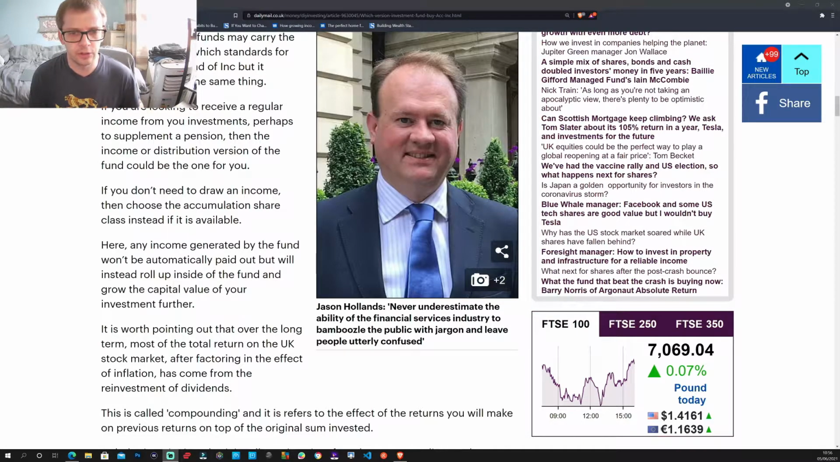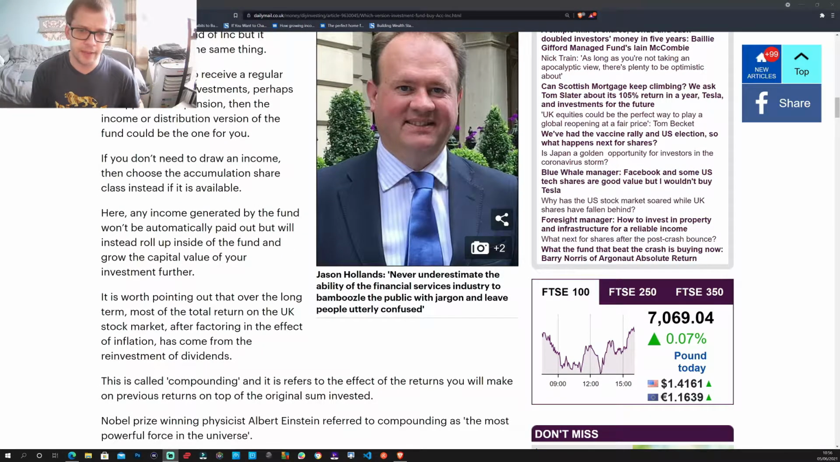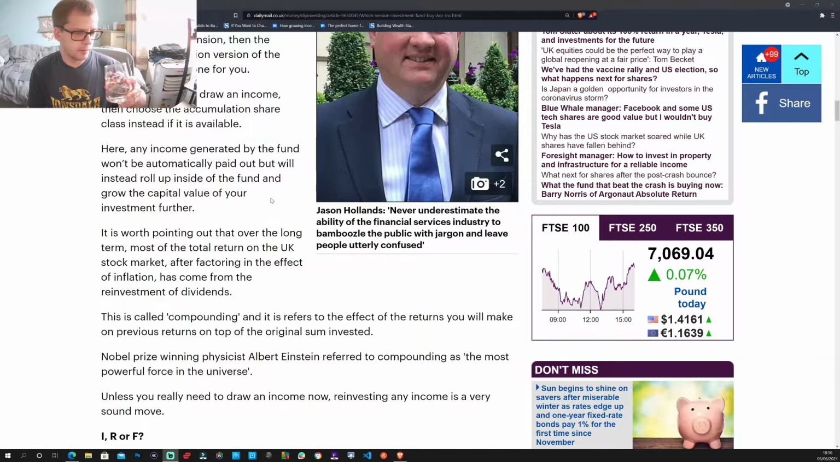So if you don't need to draw an income, then choose the accumulation share class instead if it's available. And sometimes they do have a lower cost because obviously there's less management, but personally, I want the income. I want the passive income.